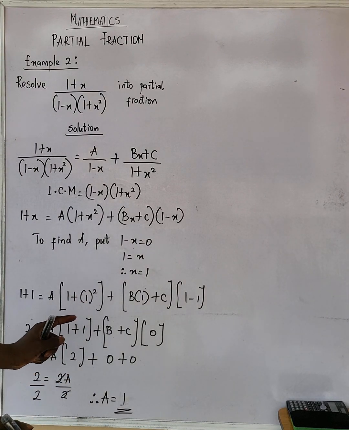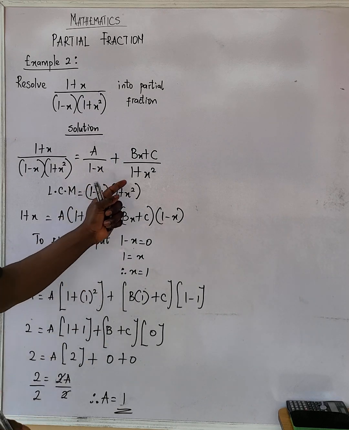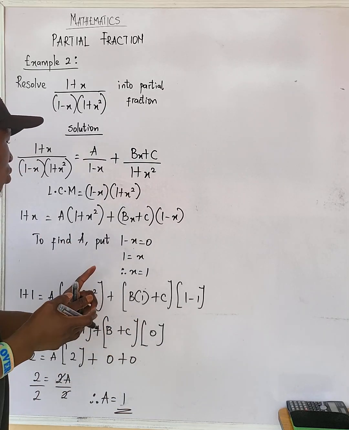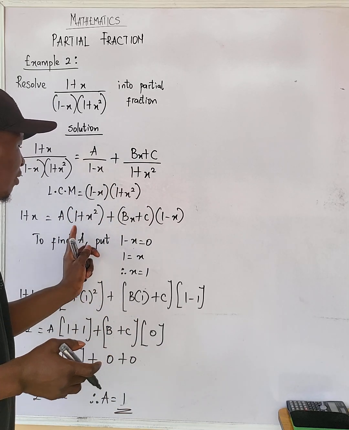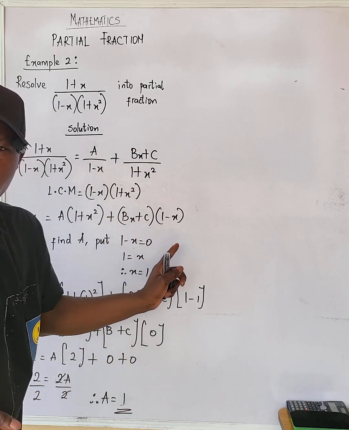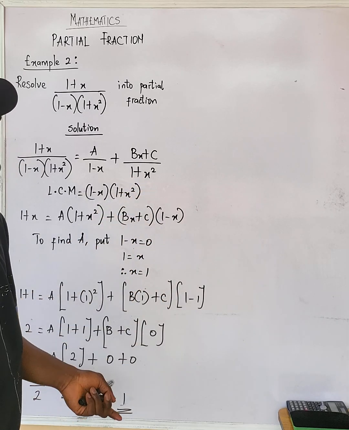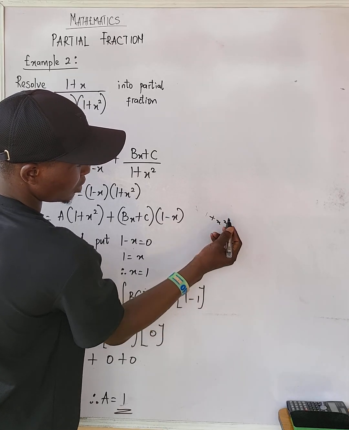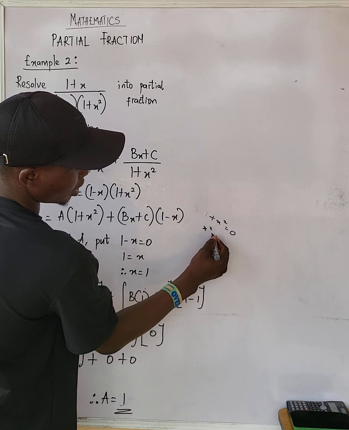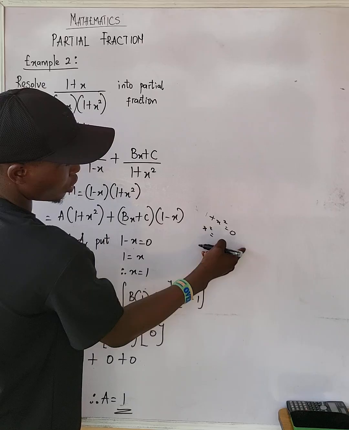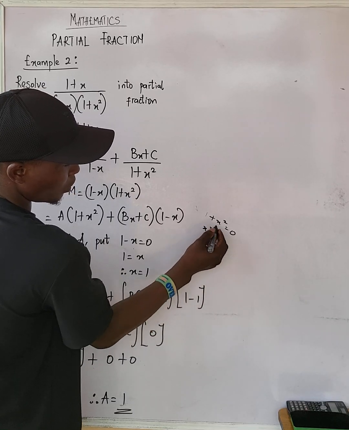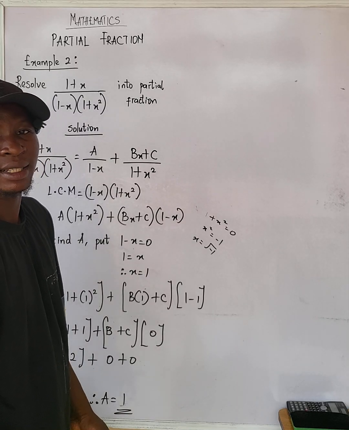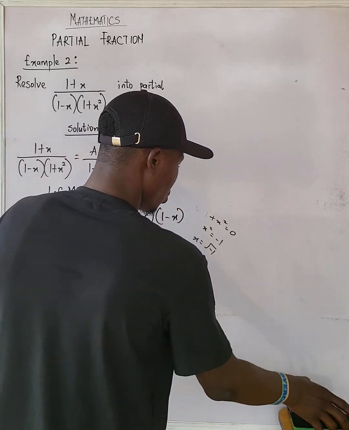Now, the next thing is to get b and c. Don't forget, the next thing is to get b and c. So how do you get b and c? We don't have any option than to expand. You cannot say put 1 plus x squared equals to 0. If you do, x squared equals to minus 1 when 1 crosses to the other side. When you take the square root of both sides, that will be the square root of minus 1, and it will give you a junk answer. That's a math error. So we can't do it like that.